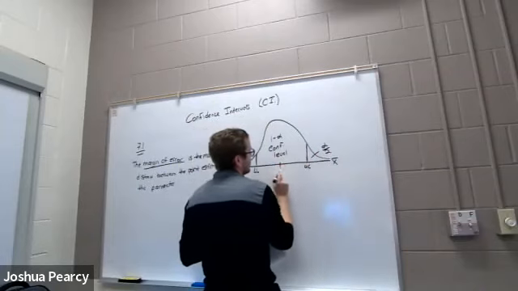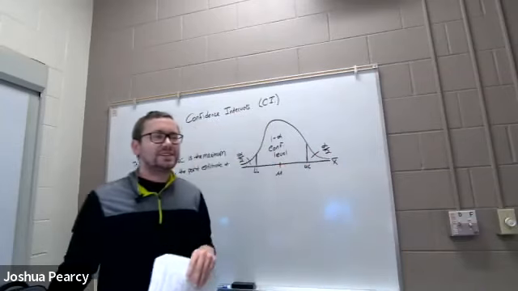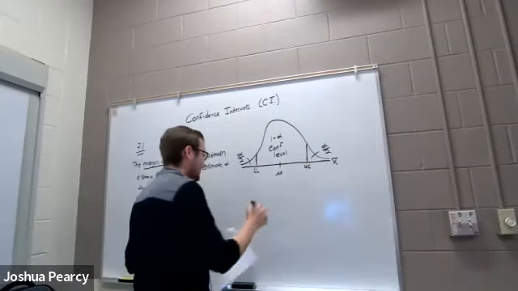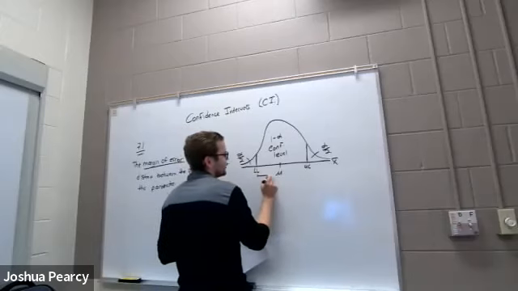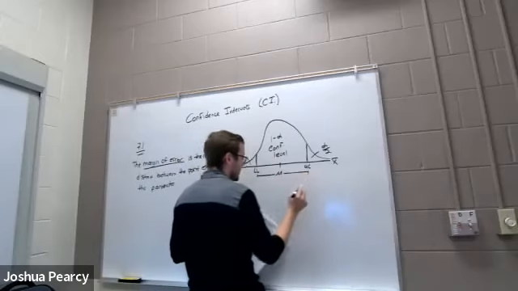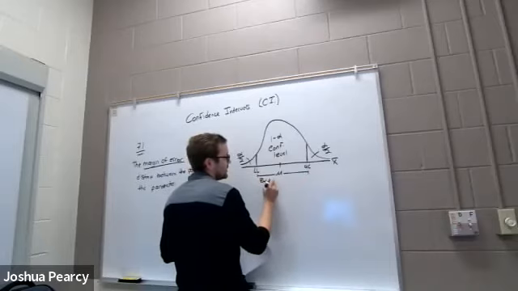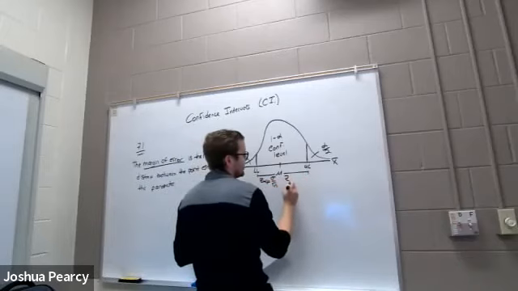Then if we have some parameter, in this case we're going to look at mu, at the center of the distribution, then this distance out here to the lower limit and at the upper limit is the margin of error. So this is Z alpha over 2 times sigma over the square root of n. And similarly on this side.